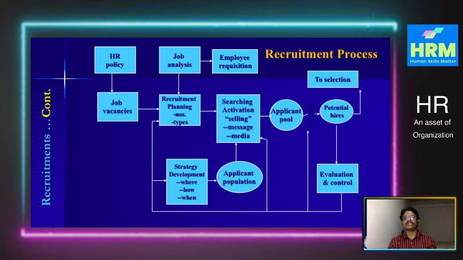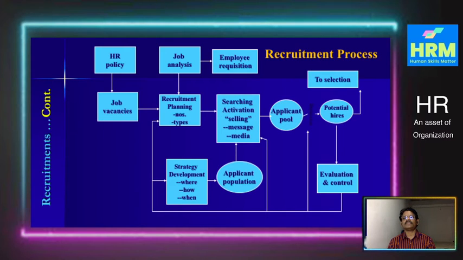If you look at the recruitment process, it starts with HR policies and job vacancies. When we have job vacancies, we look at recruitment planning, the numbers and types of people, and for that we need job analysis and employee requisition from the various departments. So when we have these vacancies and the HR policies with us, based on the HR policies we start looking at the vacancies, and then the recruitment planning, the type and number, and then the job analysis and employee requirement.